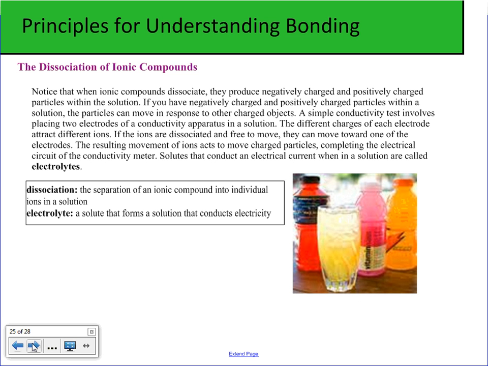So notice when an ionic compound dissociates, it produces negatively charged and positively charged particles within the solution. If you have negatively charged and positively charged particles within a solution, the particles can move in response to other charged objects. A simple conductivity test involves placing two electrodes of a conductivity apparatus in a solution. The different charges of each electrode attract different ions. If the ions are dissociated and free to move, they can move towards one of the electrodes, and the resulting movement of ions acts to move charged particles, completing the electrical circuit of the conductivity meter.